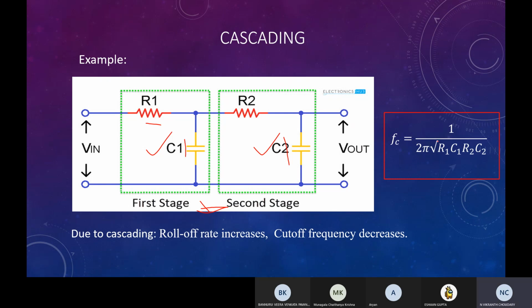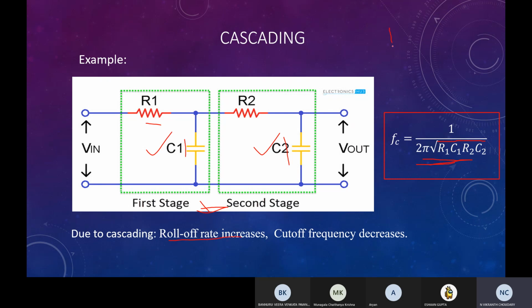It would be 1 by 2 pi root over r1 c1 into r2 c2. So instead of 2 pi RC, we have got 2 pi into root over r1 c1 into r2 c2. What is the use of cascading over here? As you can see, the cutoff frequency decreases. That is one use, and the other use is that the roll off increases.